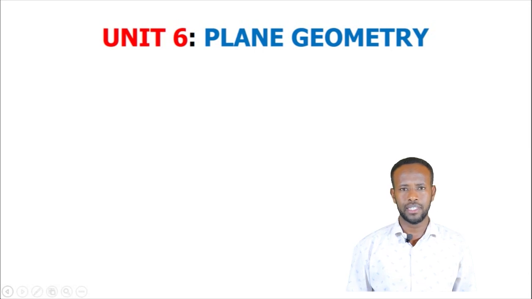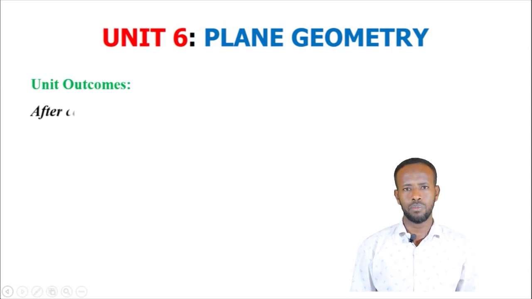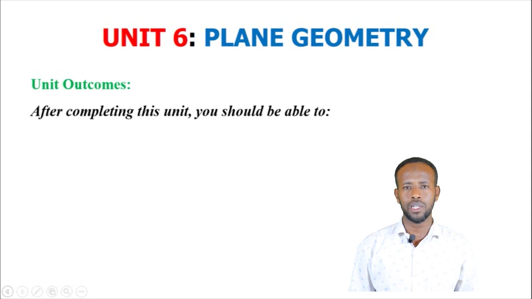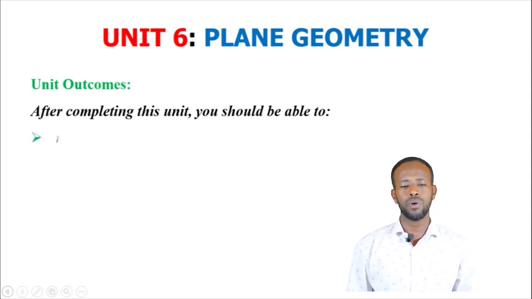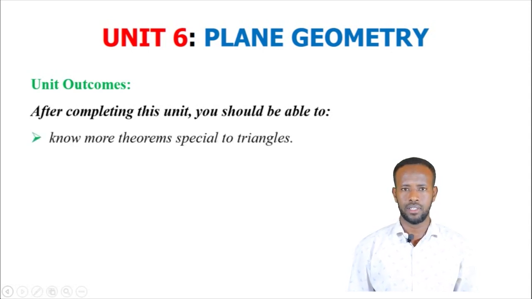So what are you expected to achieve when you finish this unit? Let us look at the unit outcomes, the objectives of this unit. One, after completing this unit, you should be able to know more theorems special to triangles. Students, if you understood this unit clearly, you will know more theorems special to triangles.